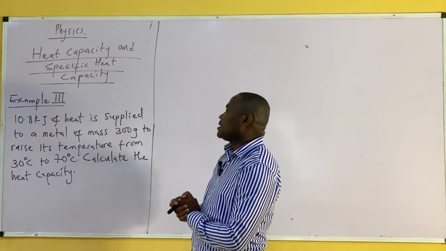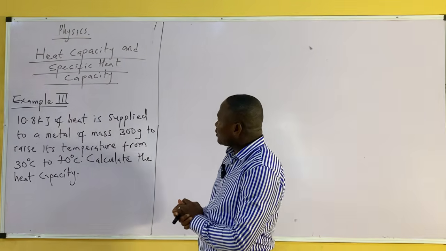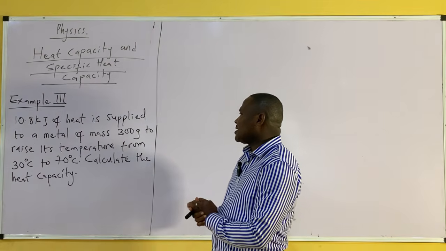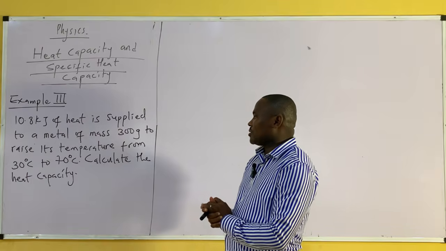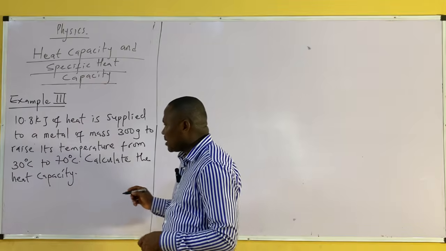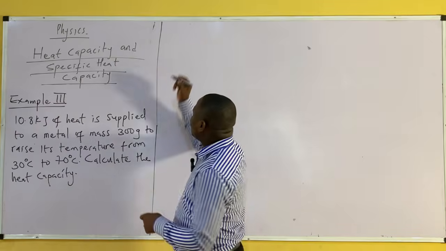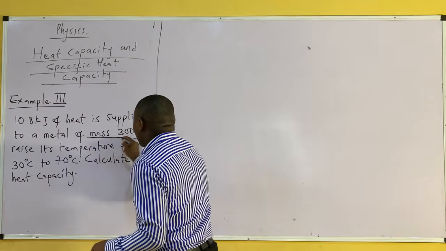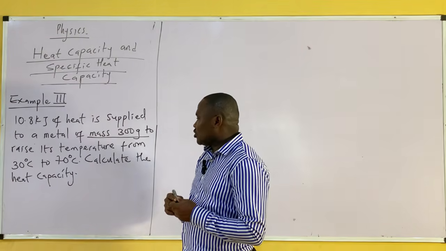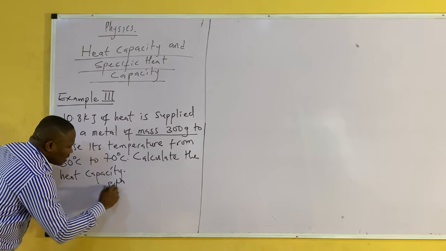It says 10.8 kilojoules of heat is supplied to a metre of mass 800 grams to raise its temperature from 30 degrees Celsius to 70 degrees Celsius. Calculate the heat capacity. Now, what a distraction. Calculate the heat capacity. It means that our mass here is not important to us in this solution. So what is heat capacity? I will say solution here.